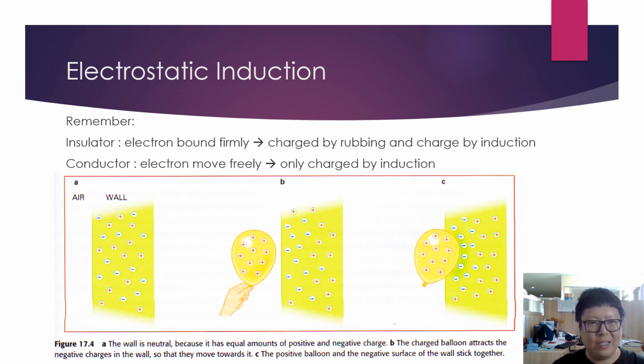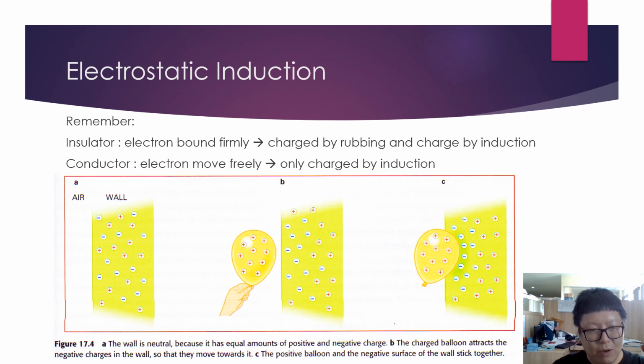So guys, to understand electrostatic induction, maybe I need to recall my last videos about the difference between the insulator and the conductor. You have already learned that in the insulator, the electron is bound firmly. It means that the electron is attracted strongly by the nucleus in one atom. So it is not easy to remove the electrons. We need to give a force, or give friction, or rub it, to remove the electrons in the insulator. So that's why we call that charging by rubbing. But in an insulator, we also can charge by using induction.